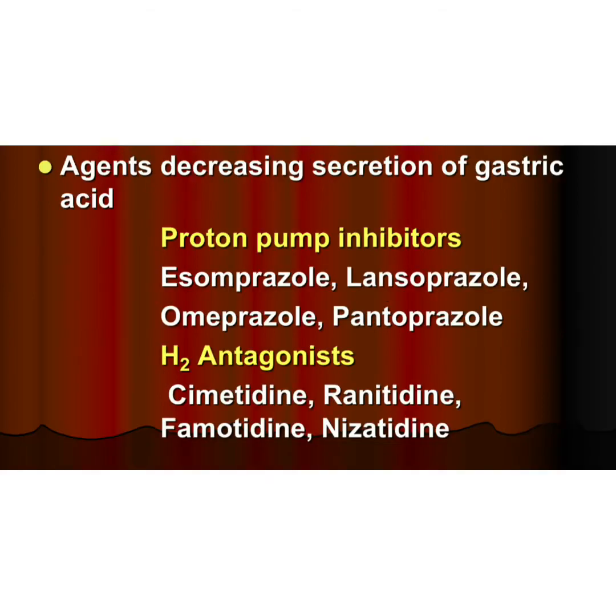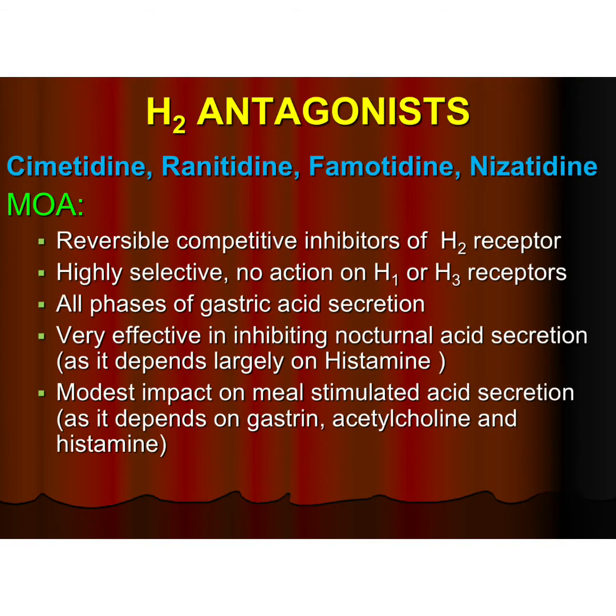The second category of anti-peptic acid ulcer drugs is those agents that decrease the secretion of gastric acid. They include proton pump inhibitors and H2 antagonists. First, we will discuss the H2 antagonists, which include cimetidine, ranitidine, famotidine, and nizatidine. These H2 antagonists are reversible competitive inhibitors of the H2 receptors, and H2 receptors are present on the parietal cells. They are responsible for the activation of the proton pump, the hydrogen potassium ATPase pump, which transports the hydrogen ion out of the cell in exchange for the potassium ion. The hydrogen ion combines with the chloride ion in the canaliculi and forms HCl.